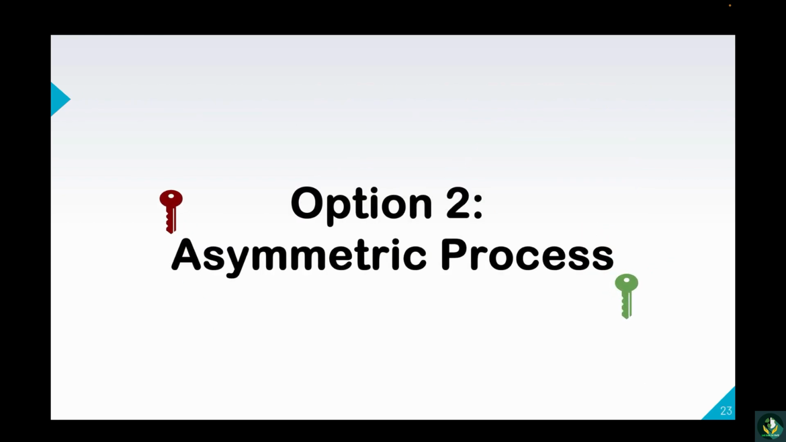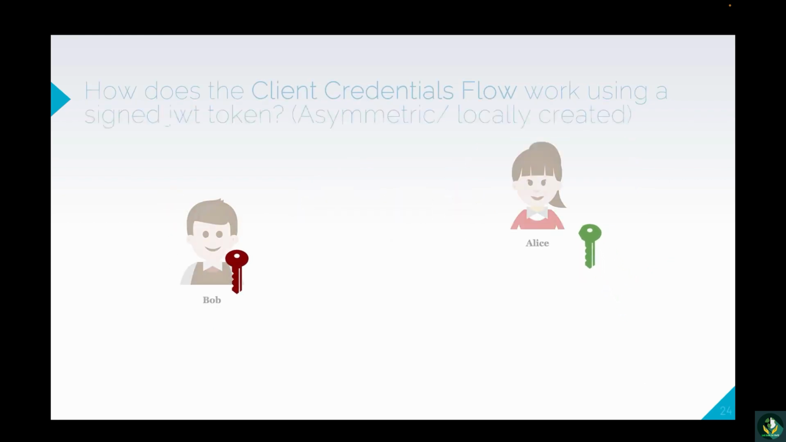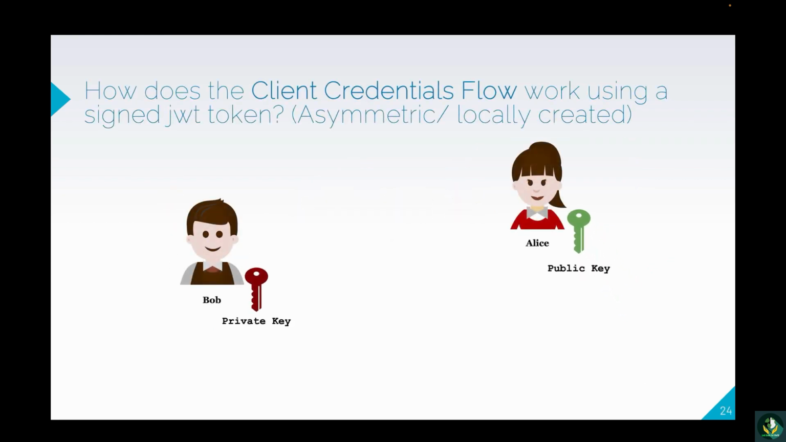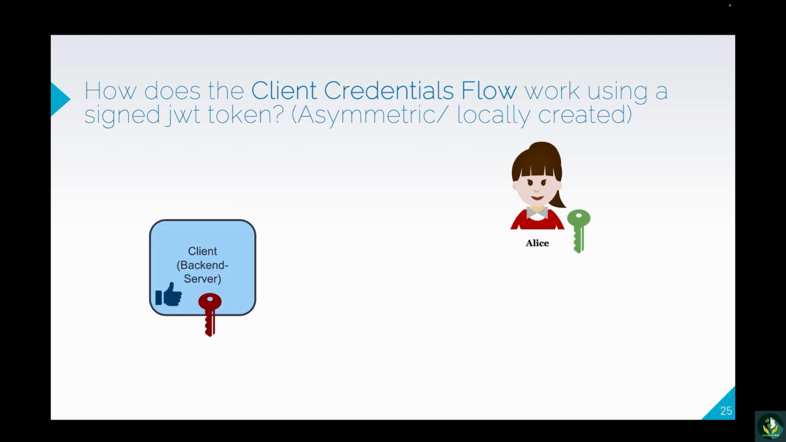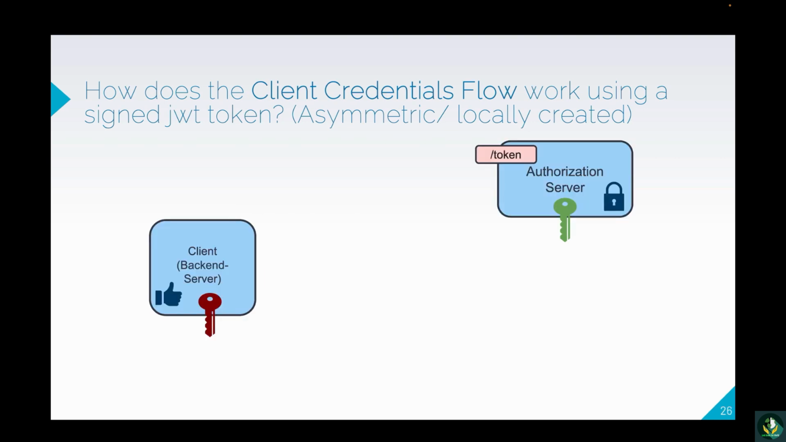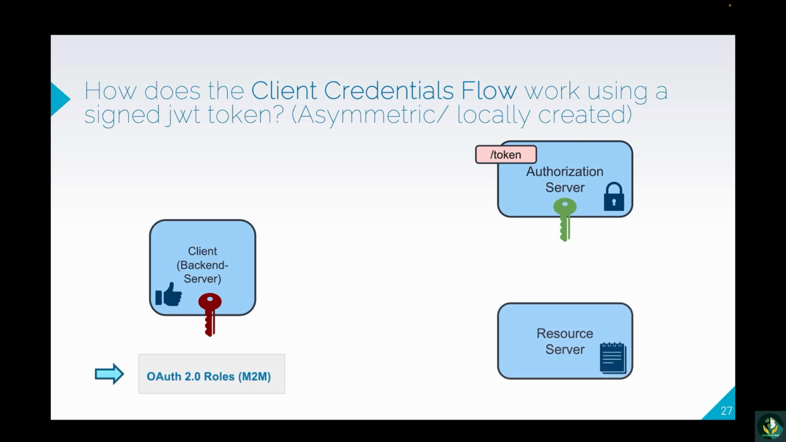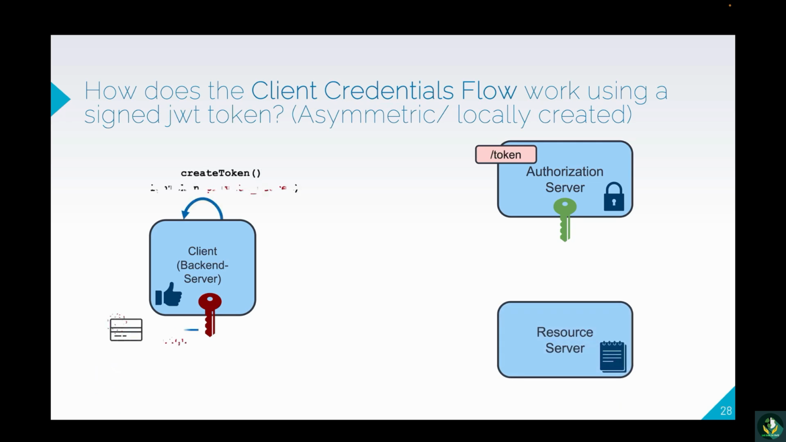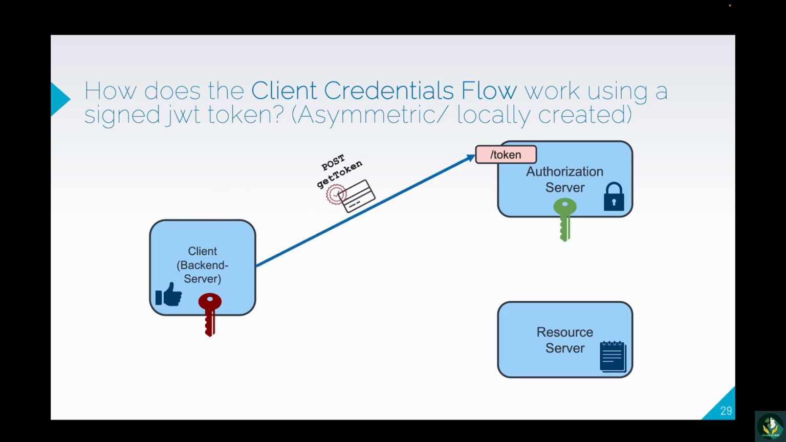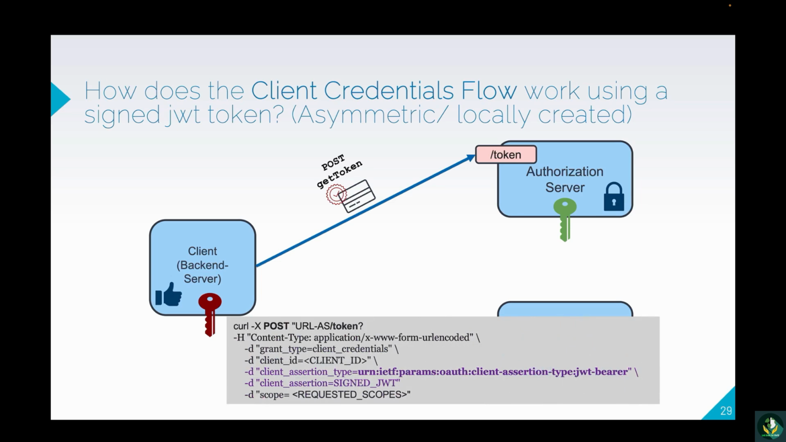Now, let's move on to the JWT bearer assertion with asymmetric signing. Again here, we have Bob and Alice. Bob holds and secures a private key, while Alice holds the corresponding public key. Bob represents the OAuth 2 client, and Alice is the OAuth 2 authorization server. Also the resource server to complete the OAuth 2 roles for this flow. The client creates a JWT token and signs it with a secured private key. The client sends a POST request to the token endpoint, including the signed JWT bearer assertion for authentication.